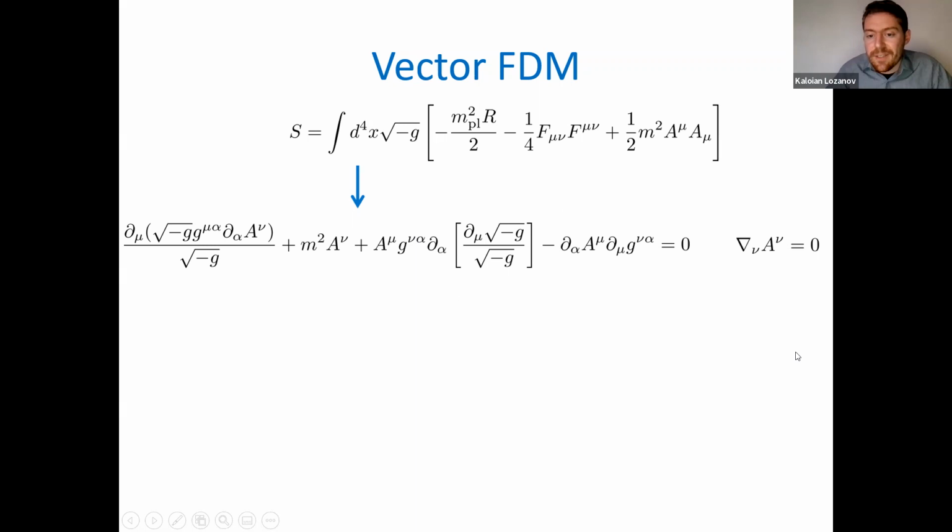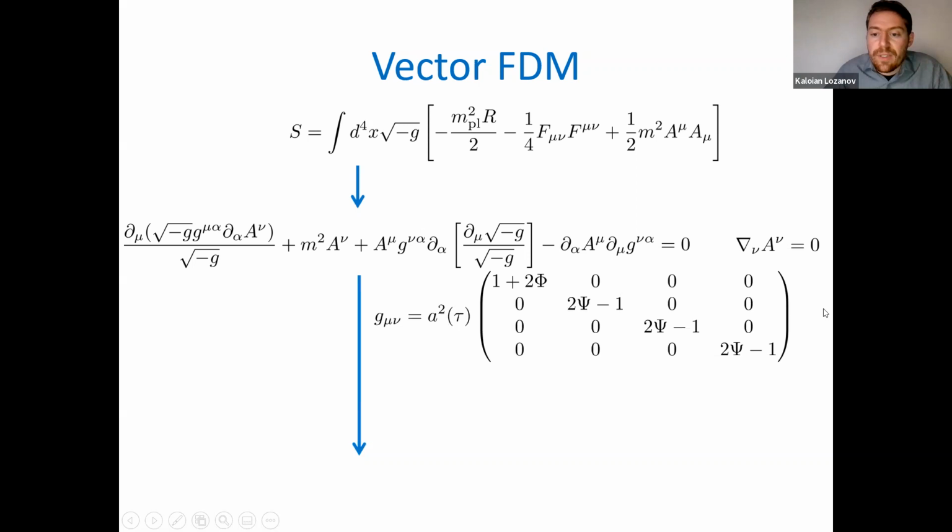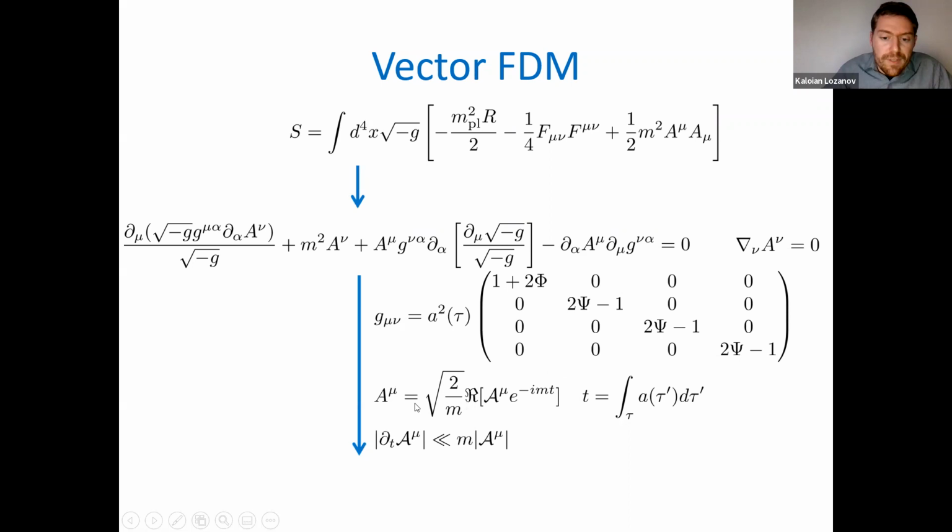Okay, now to make further progress, we again assume something about the background: FRW with scalar metric perturbations. We decompose the real A mu objects into a complex wave function-like object, calligraphic A mu, and we factor out the primary time dependence. We assume non-relativistic dynamics, weak gravity, and slow expansion.